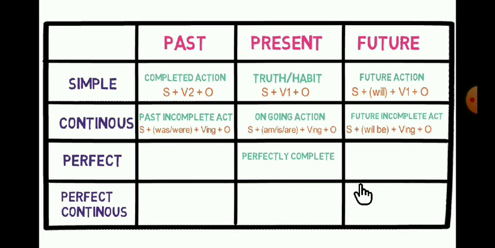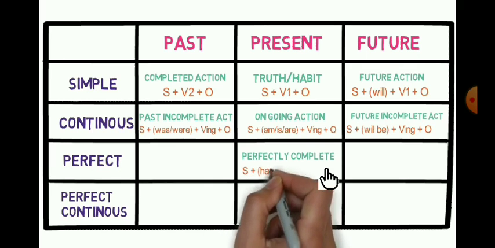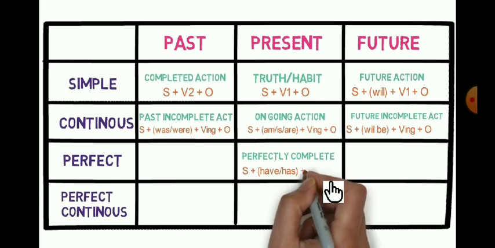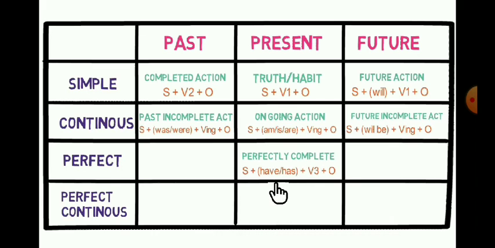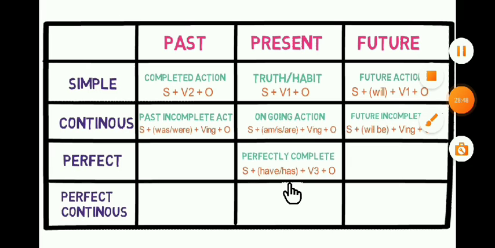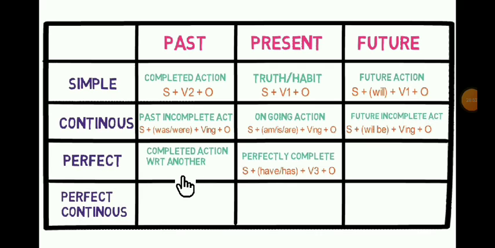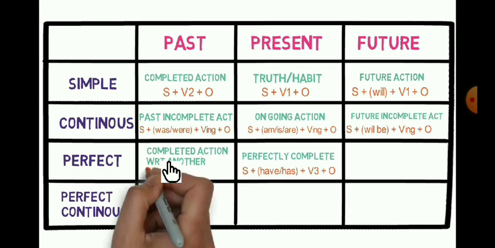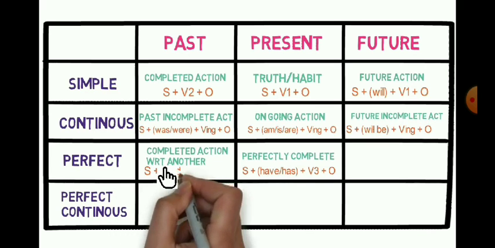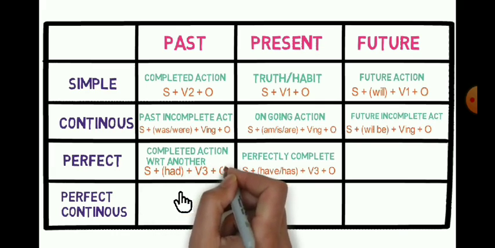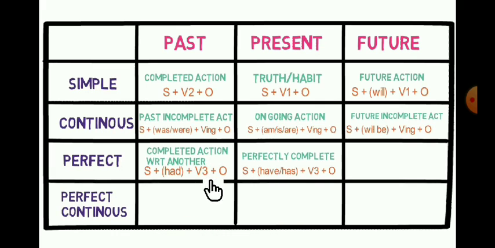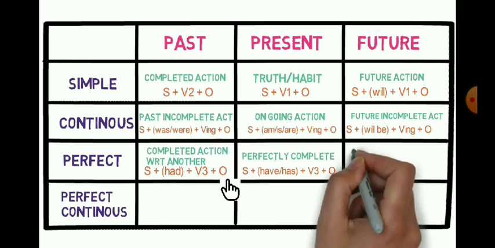Okay, now comes present perfect. What is it? A perfectly complete work. A perfectly complete work can be added in the present perfect. So the sentence structure is subject plus have, has, plus v3 plus object. All right, so here we have past perfect, a completed action with reference to another action. Subject plus had plus v3 plus object. Okay, it is a sentence structure.